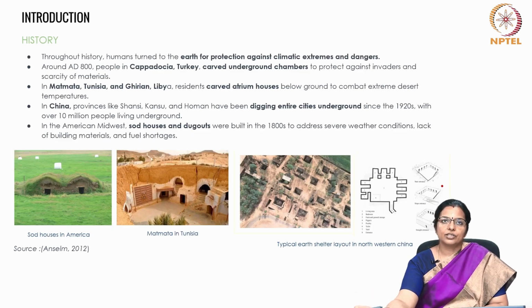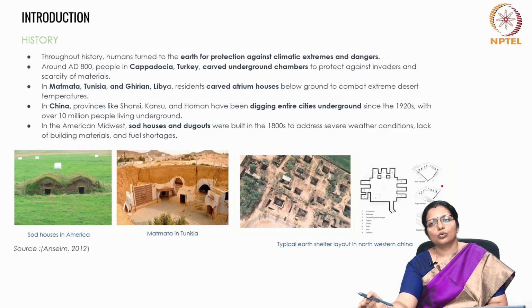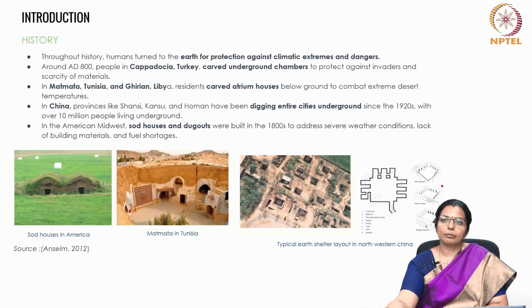If we look at the history of this technique, throughout history, humans turned to the earth for protection against climate extremes and dangers. In around AD 800, people in Cappadocia, Turkey, carved underground chambers to protect themselves from invaders and because of scarcity of materials. In Matmata, Tunisia and Gharyan, Libya, residents carved atrium houses below ground to combat extreme desert temperatures.